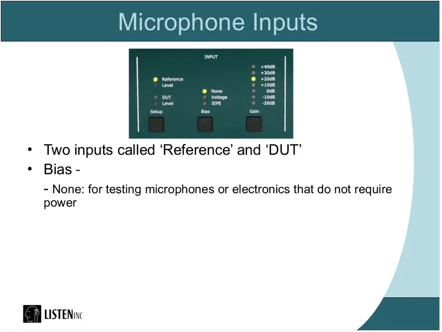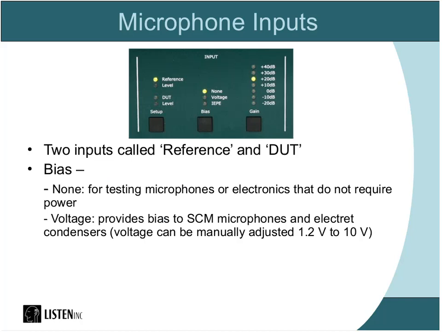For the bias, we have three different choices. There's none, which means we'll supply no bias, voltage, or current. This would be used for testing microphones or electronics that do not require power, or if you're powering them externally before you send the signal into AmpConnect. An example of that would be if you have a pro audio microphone that requires phantom power, you would provide a little front-end phantom power unit and then run your audio signal into the AmpConnect from there.